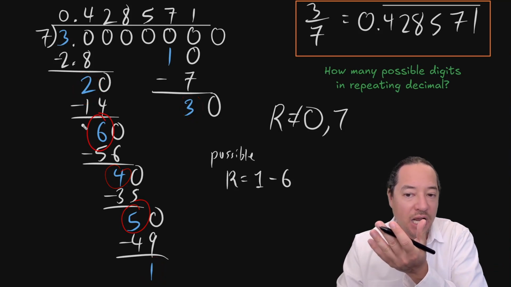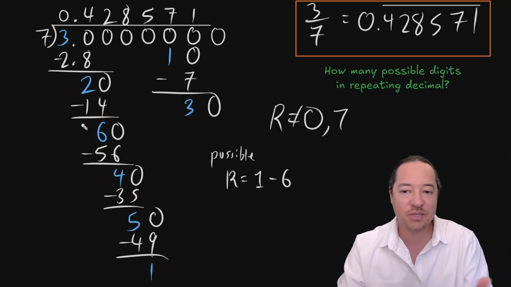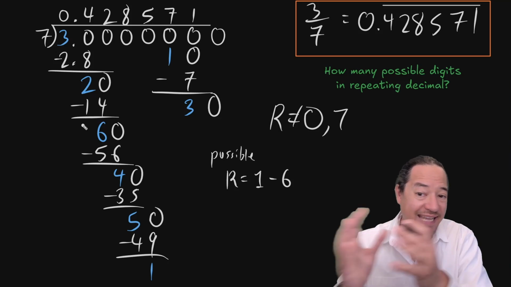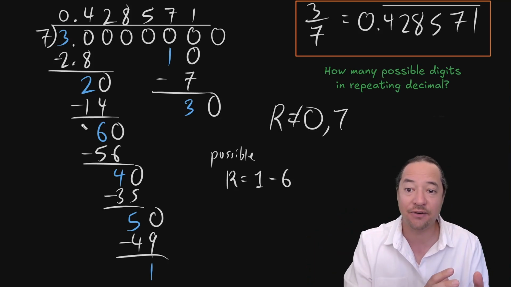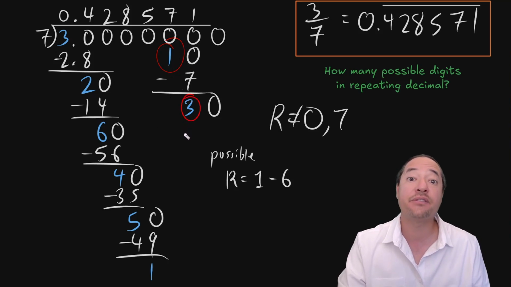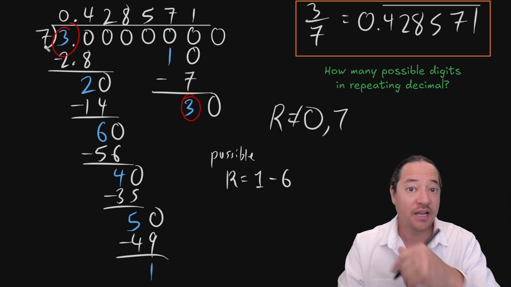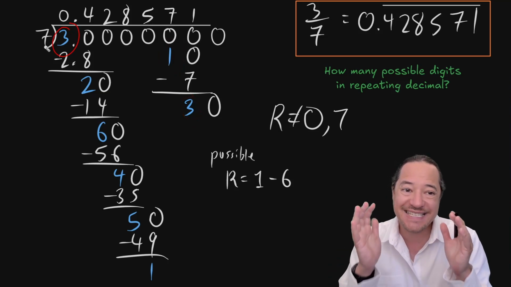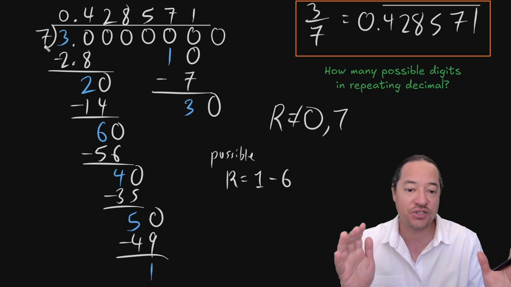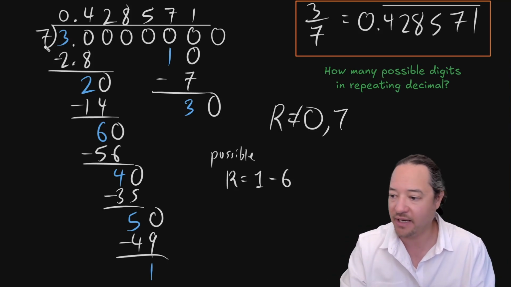But once you've exhausted all of the possible remainders, you're guaranteed to get some remainder back again. Once we get through the operation with the remainder of 1, we wind up getting a 3 again, which is what we started with. There's no way to avoid that because there are only 6 possible remainders. So once you've gone through 6 operations, you're guaranteed to start repeating.